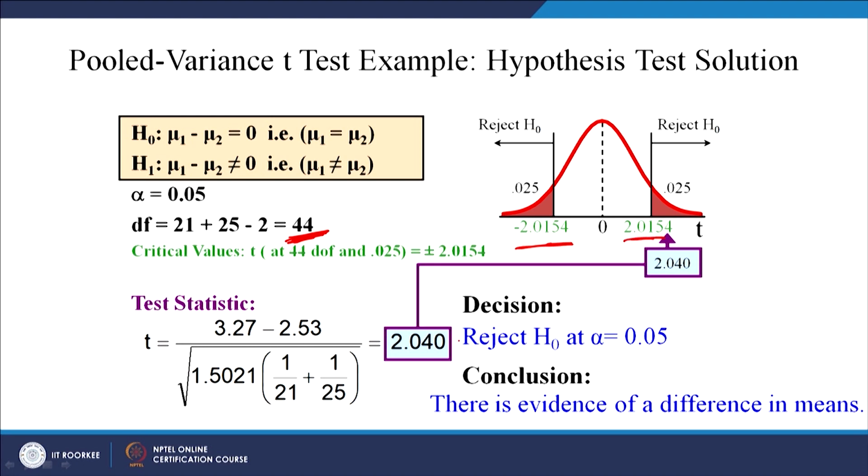Is our calculated value falling in this region? It is falling in the rejection region. So, 2.015 and this 2.04, this is somewhere here, in the rejection region. So, we will reject the null hypothesis and conclude that these two means are not same, they are different. The evidence is that there is a difference in mean, which means they are not equal.